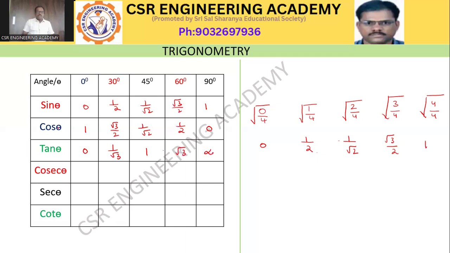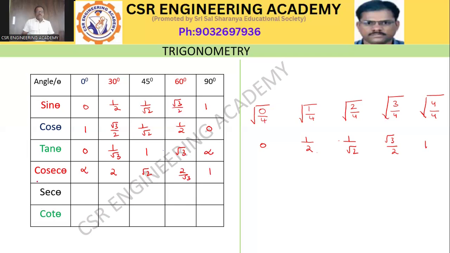Cosecant theta. That is reciprocal of sin theta, 1 by sin theta. That is 1 by 0 not defined. 1 by 1 by 2, that is 2. 1 by 1 by root 2, root 2. 1 by root 3 by 2, root 2 by root 3, 2 by root 3. 1 by 1, 1.